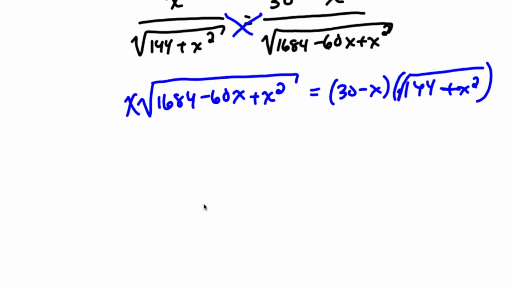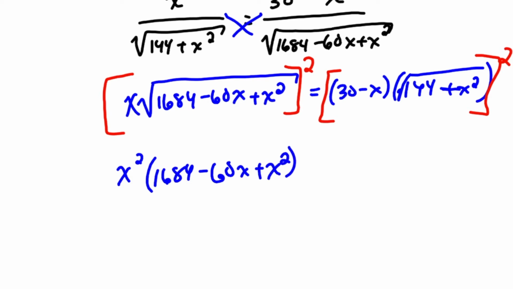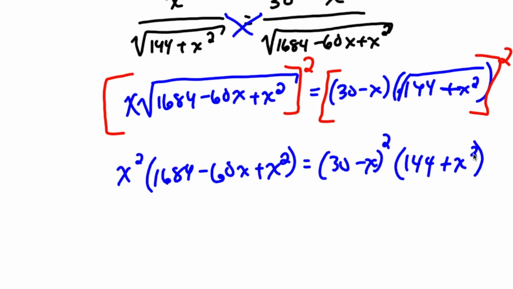All right, so next step, we want to be able to solve this for x. What we will do next is take both sides, I'm going to put big brackets here, and how do we get rid of a square root? We square it. So big brackets around here and square it. What we end up with is we have to square each of these. So x squared times 1684 minus 60x plus x squared equals, this side squared means we have 30 minus x quantity squared times the square root of 144 plus x squared. If we square that, we just end up with 144 plus x squared.